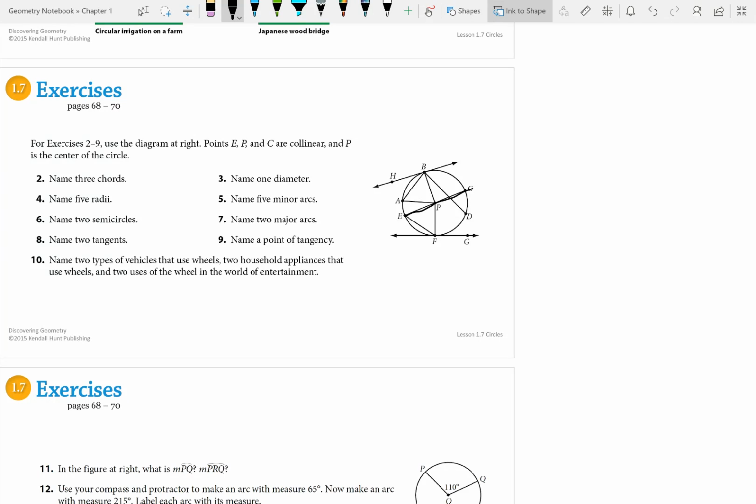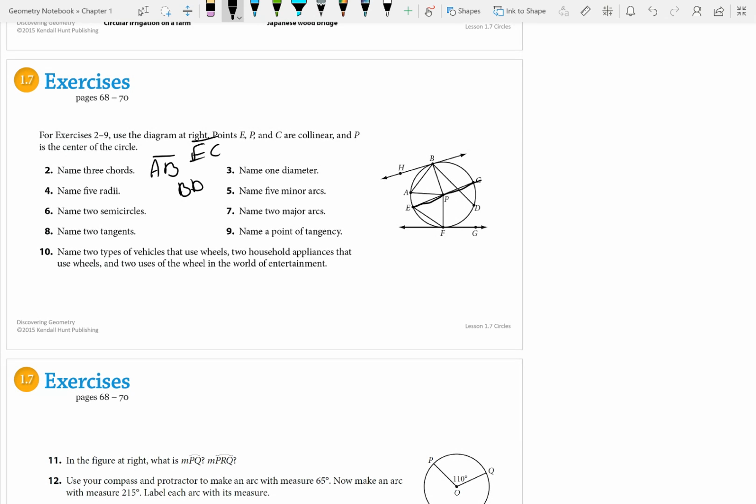All right, let's start with 2. Name 3 chords. A, B. Oops, I'm going to turn off ink to shape. A, B. E, C. It's a chord and a diameter. And B, D. All right. Next, name 1 diameter. Well, that would be E, C.